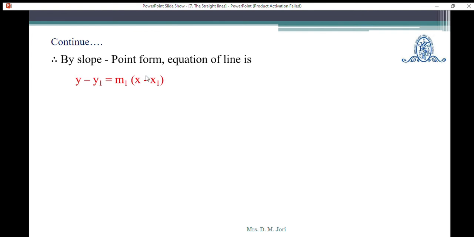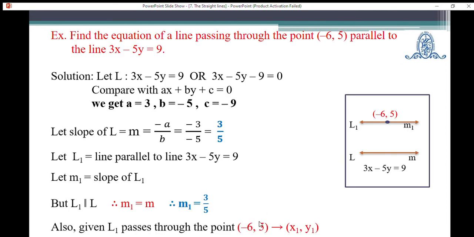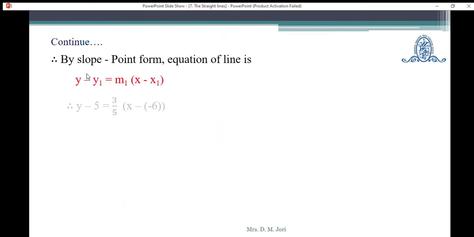What is its slope point form? It is y minus y1 equal to m into x minus x1. Here I have written m1 because we have to find the equation of L1 and its slope is denoted by m1. So just modify your formula and write m1 there, not just m. So it is y minus, see the point, it was minus 6 comma 5. So y1 is 5, x1 is minus 6. So substitute accordingly. y1 is 5, x1 is minus 6, m1 is 3 by 5, already calculated in the previous slide.